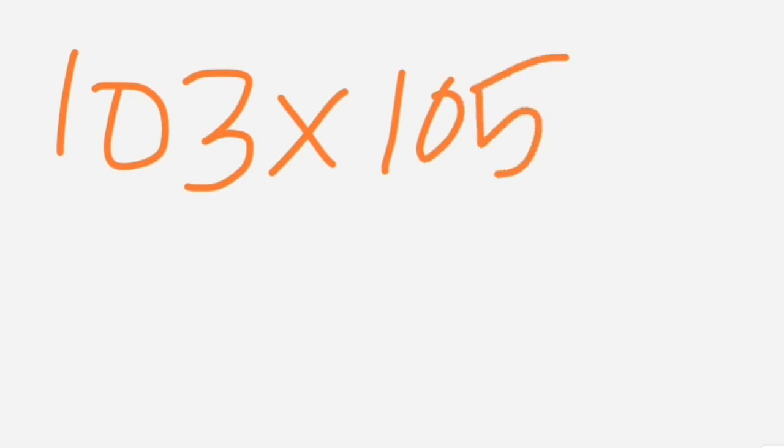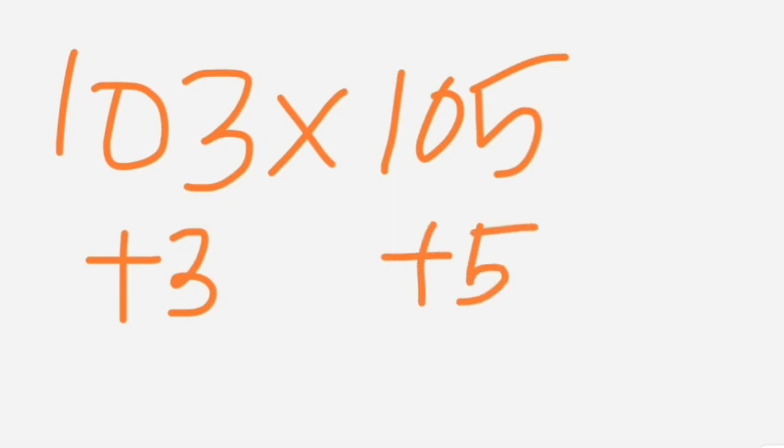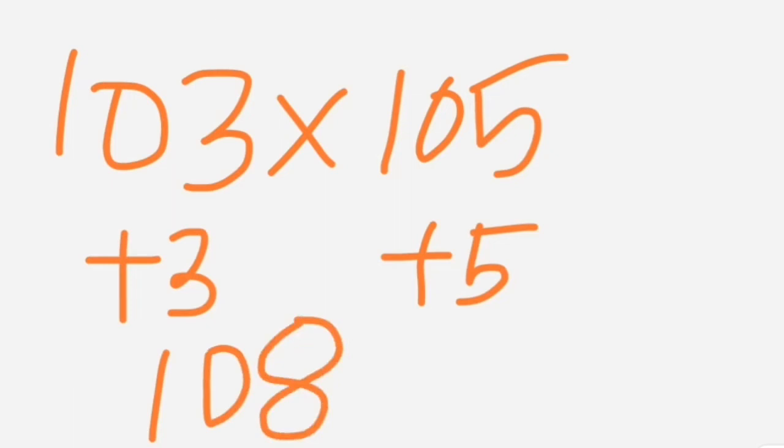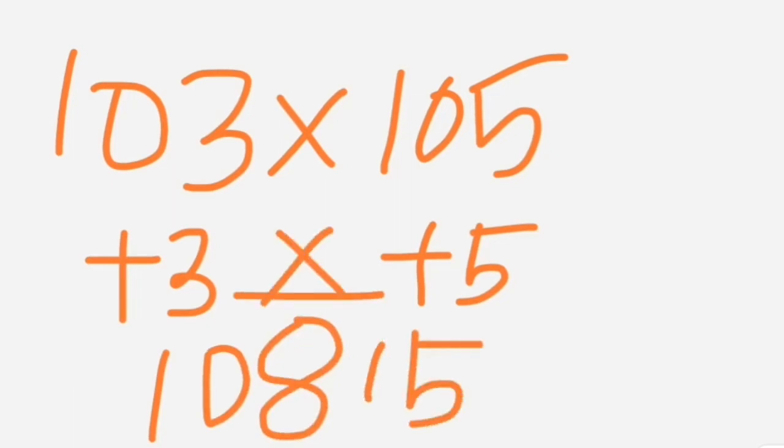So let's take an example like this, 103 into 105. So 103 is plus 3 more than 100, 105 is plus 5 more than 100. So add plus 3 to 105, it would be 108. We get one part of our answer. So just multiply these two numbers. Plus 3 into plus 5 would be 15. So this is our final output. So 103 into 105 would be 10815.